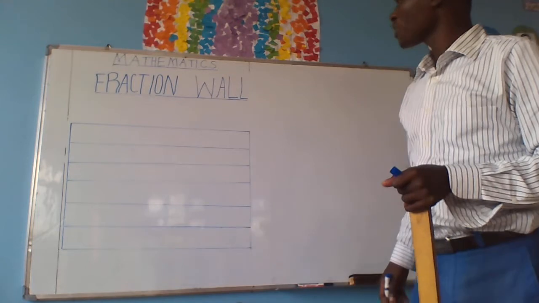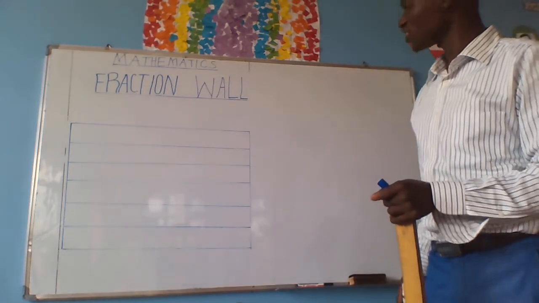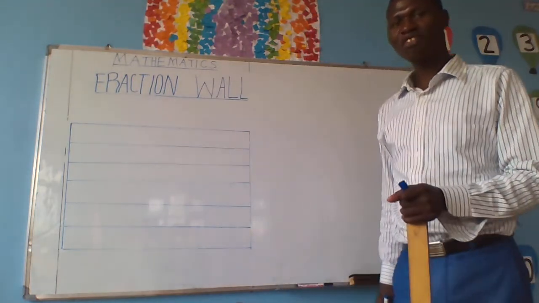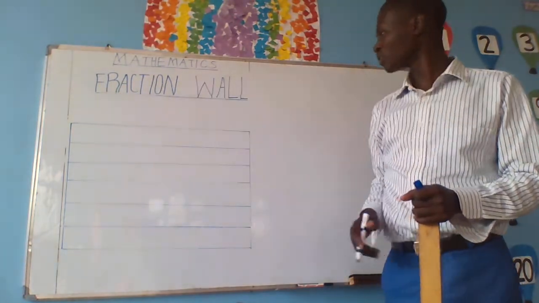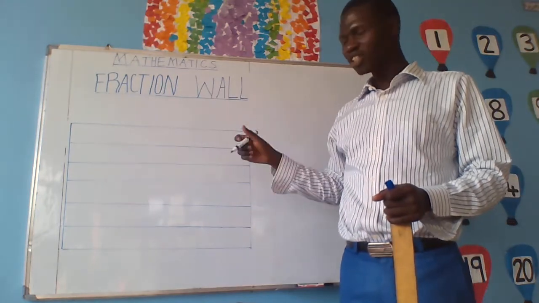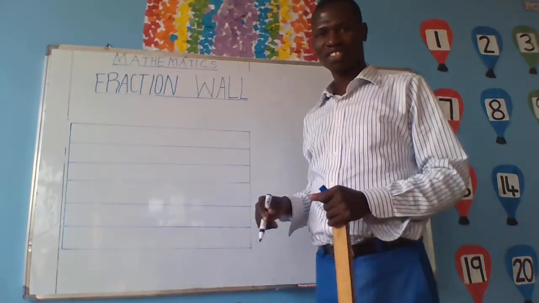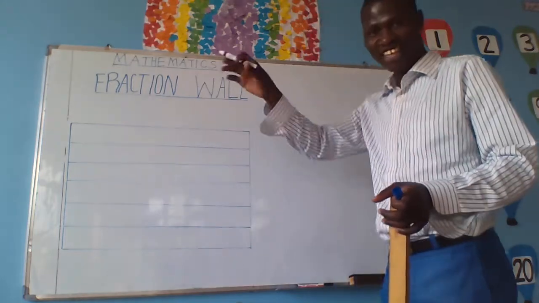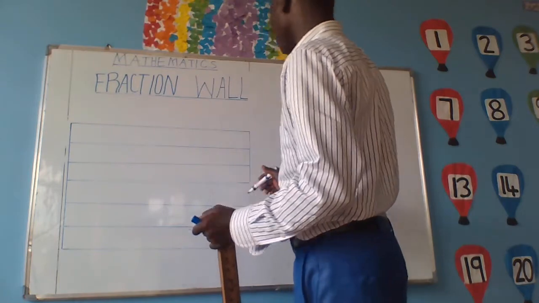Okay, we are proceeding with mathematics in the new lesson. Today it's a very simple lesson, as you can see. It is a fraction wall. Fraction wall. Do you know the meaning of wall? Yes, the wall that you know, that kind of wall. Today we are going to see the fraction of it.